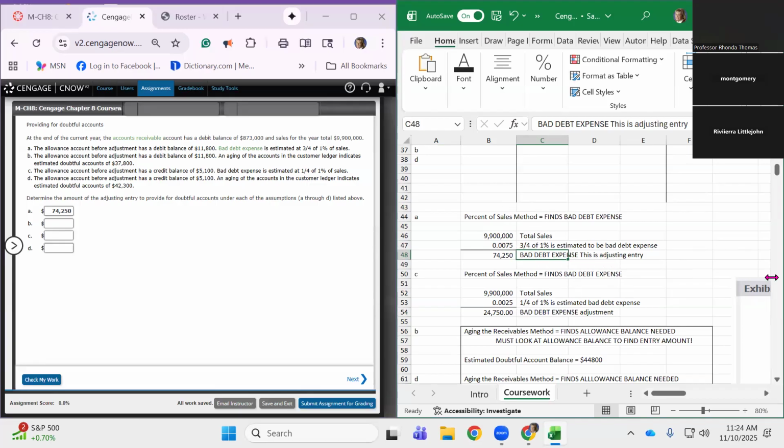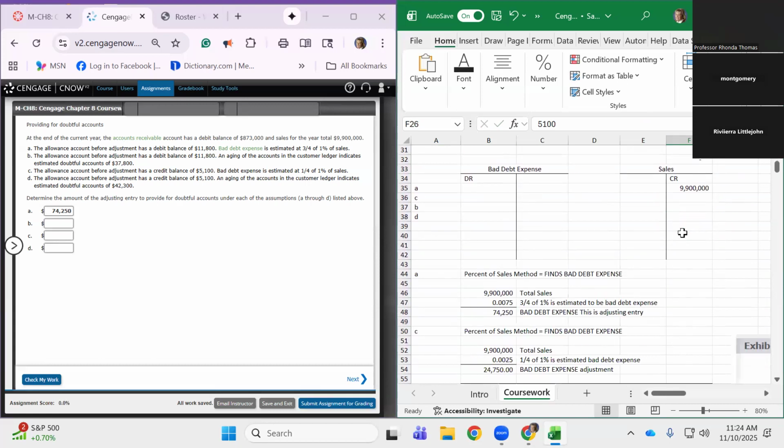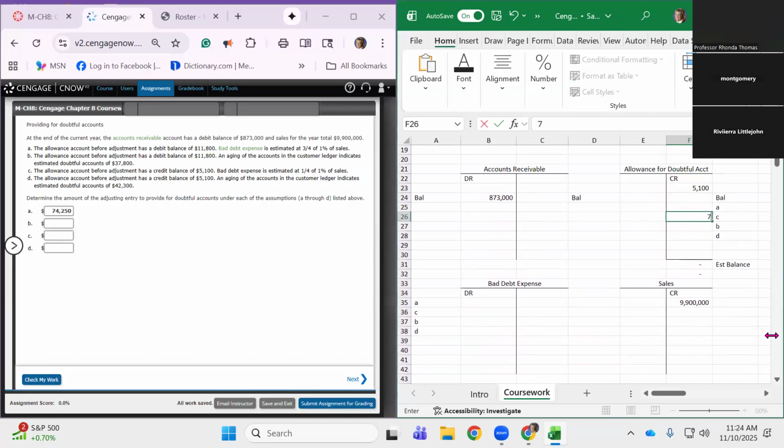Okay, so we're doing A and C first. So if you do C, we had a credit balance of 5,100. Now we need to put in 24,750 as our adjusting entry. Then that's going to be a debit to bad debt expense because that's what we just found. But now there's a new balance in the allowance. The new balance in the allowance is the $5,100 that was the credit balance plus the adjusting entry we found by doing the percent of sales method. So 29,850 is what we have for B.